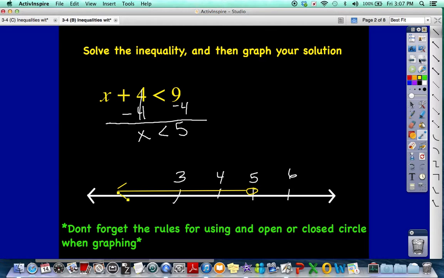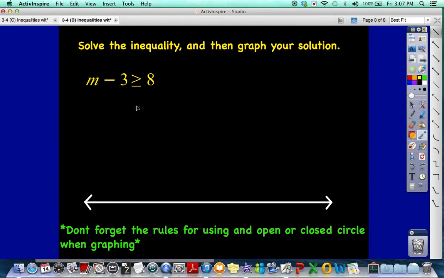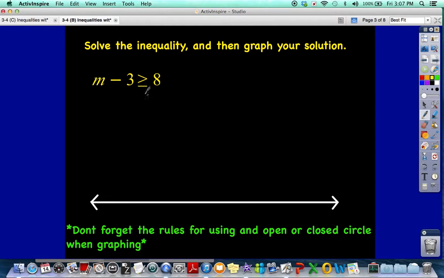Okay, let's do 2 more, then we're done. In this case, same thing, but I'm subtracting 3, so I have to add 3 to both sides. We're going to do the opposite. Because these cancel out, m is greater than or equal to 11. So now we just set ourselves up with a solution. But remember, we need to use a closed circle here because it's greater than or equal to.